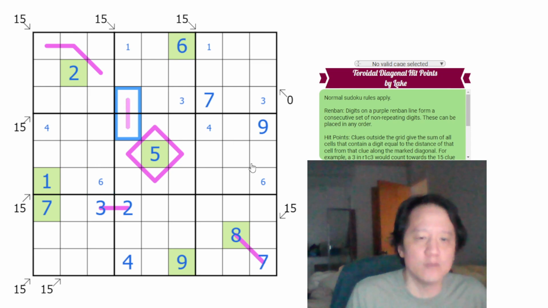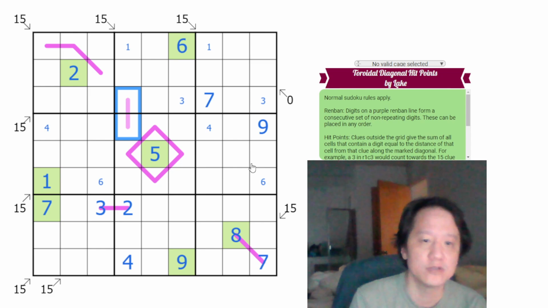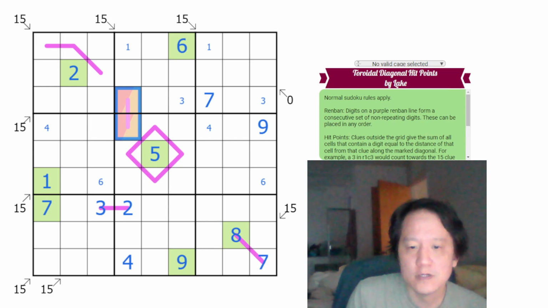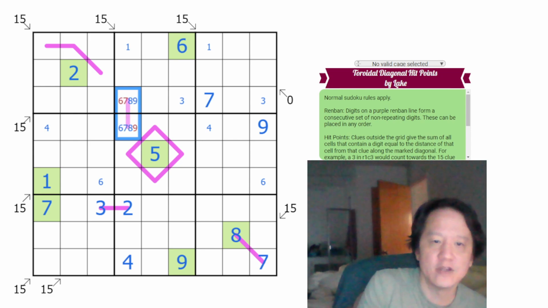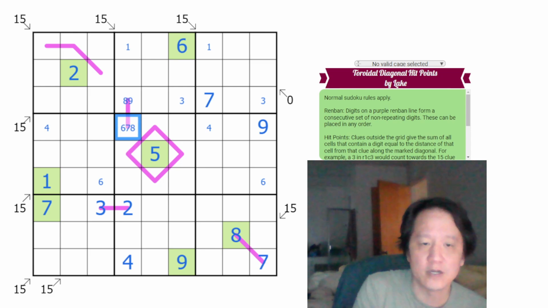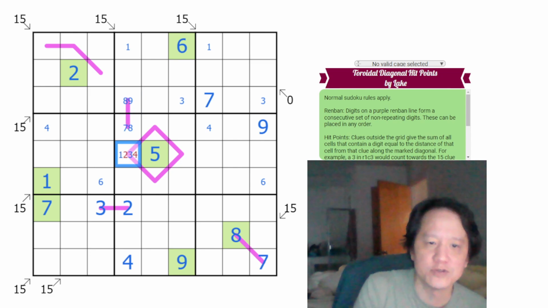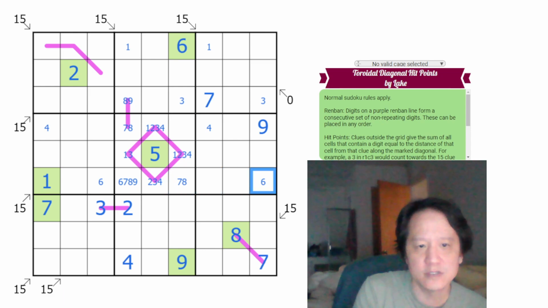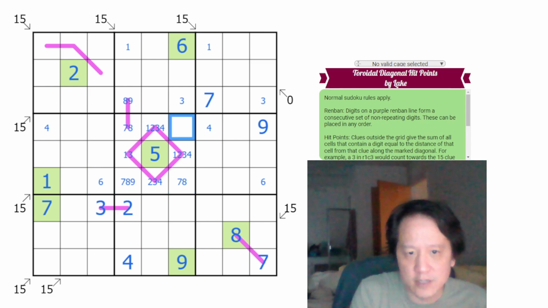So this cannot be 1, 2, 3, or 4, right? It cannot be 1, 2, cannot be 2, 3, cannot be 2, 3, 4. Can't be 4, 5. So this is 6. This is 6, 7, 8, and 9. So this can't be 6 or 7. This can't be 9. So this could be 9 and 8, 8 and 7. And those are the only possibilities. So therefore, this is 1 through 4. Because of red band, 1 through 4, 1 through 4. This is 6, 7, 8, 9. So we know that the 6 is here and here. So this cannot be 6. So this is 7, 8, 9, 7, 8, 9.